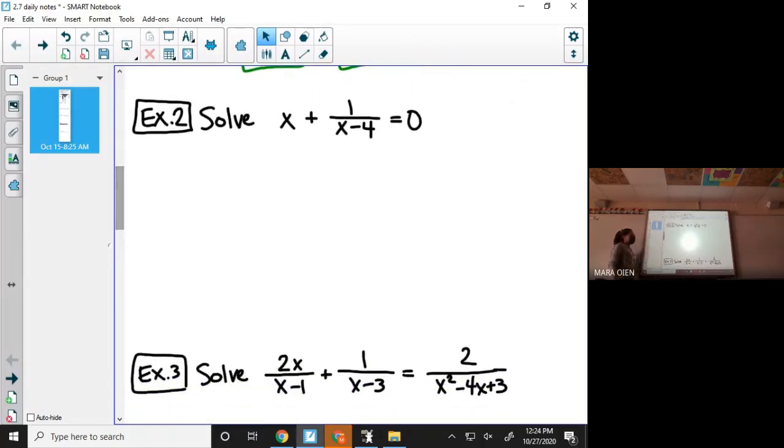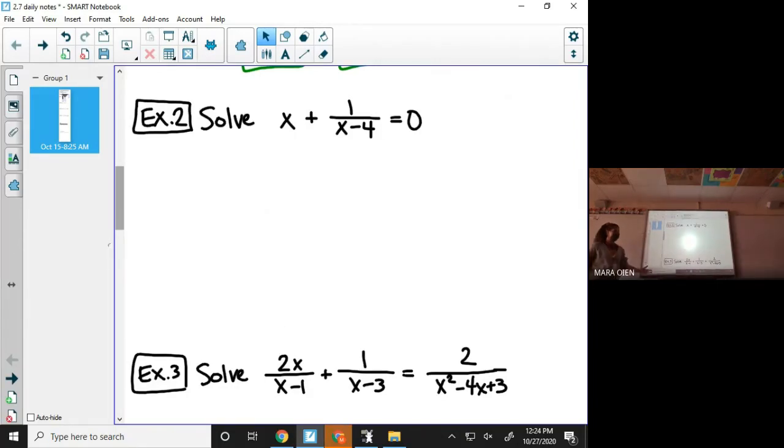Okay. Then we're going to start to make it a little bit more complicated. Instead of just having an x in the denominator, I'm going to have a quantity in the denominator. But I'm going to try to do the same thing that we just did. I'm going to try to get rid of any fractions. Once I've gotten rid of any fractions, I'll have a new equation that doesn't have fractions, and then I can hopefully solve. And that last one, I multiplied everything by whatever the denominator was.